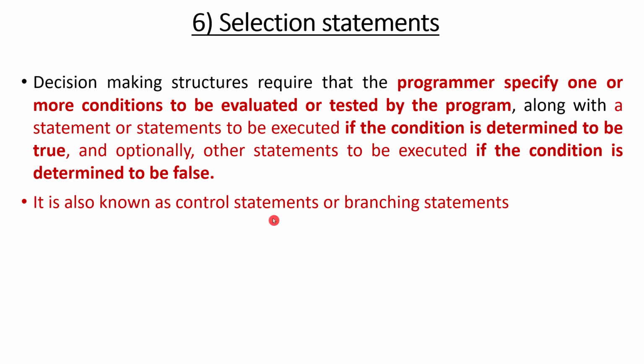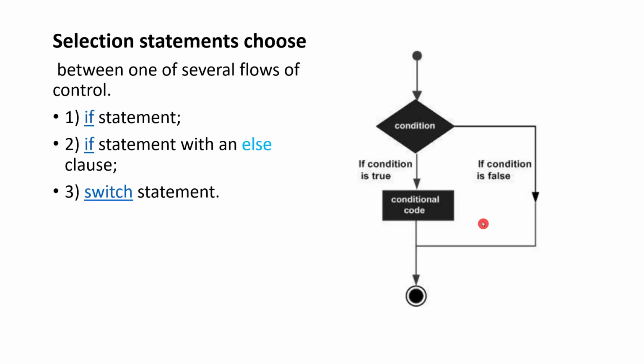It is also known as the control statements or branching statement. Okay, let's see this problem. It is an if statement. This is just an algorithm or a flow chart which shows what is happening inside the problem.